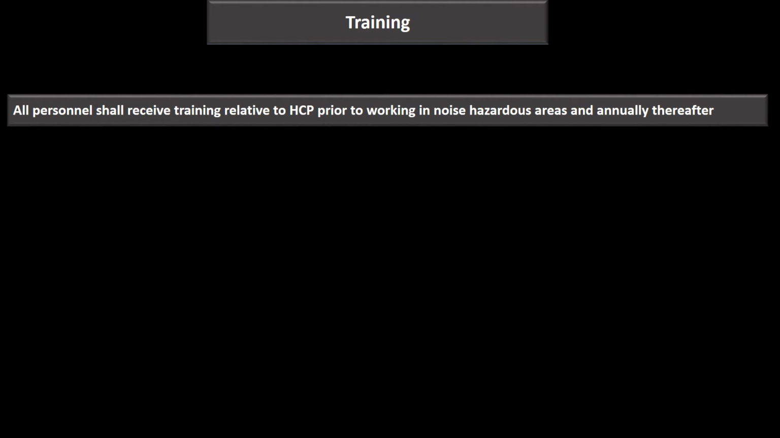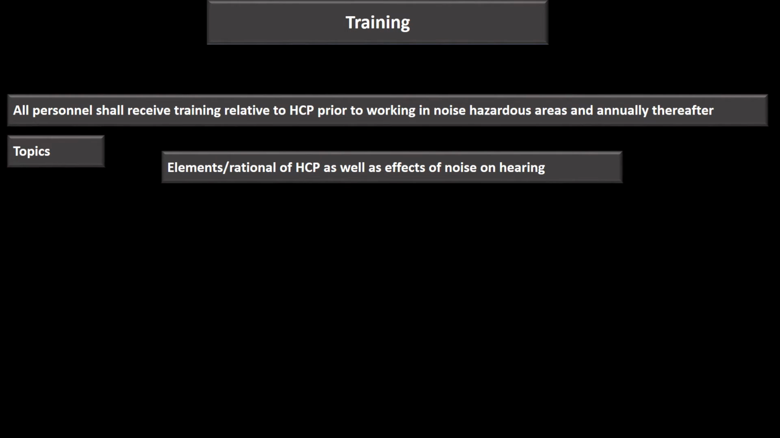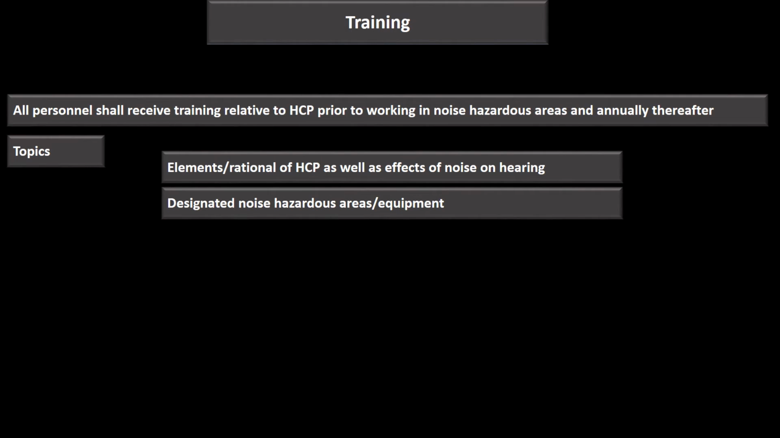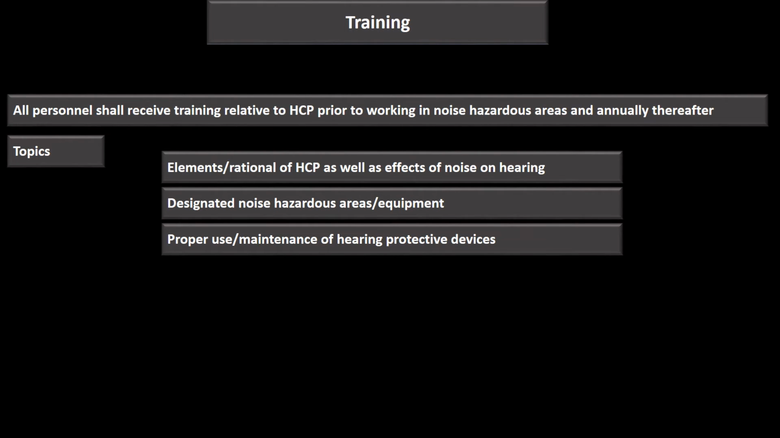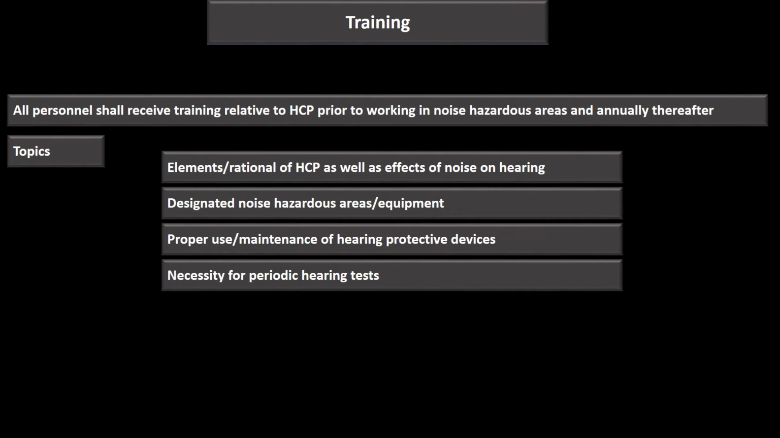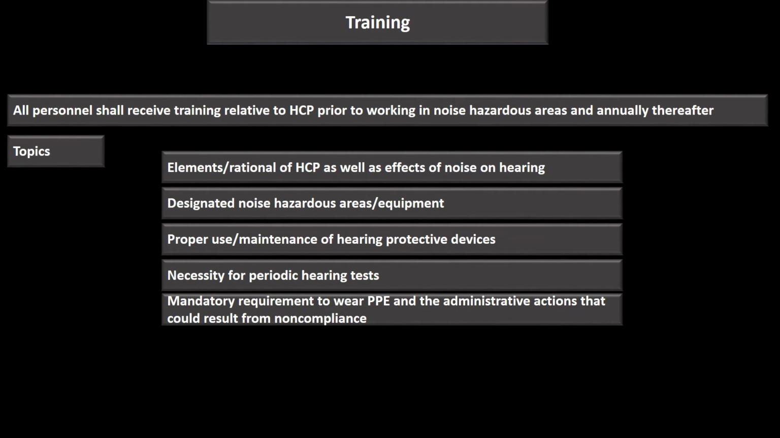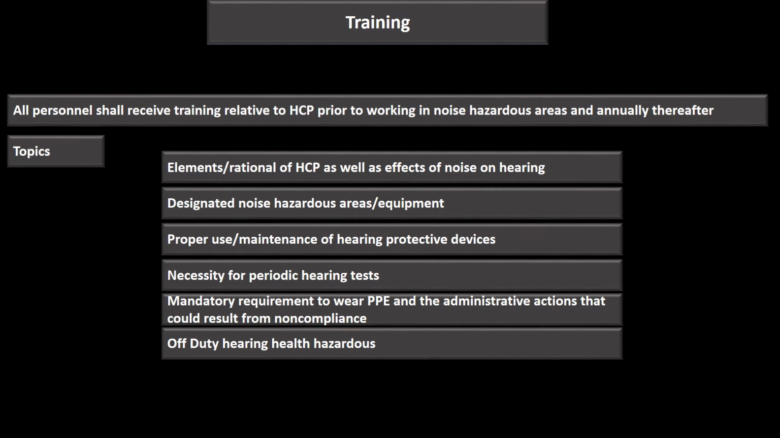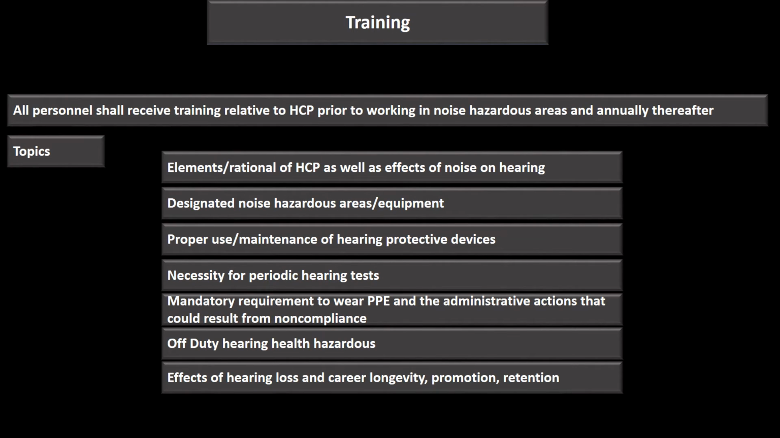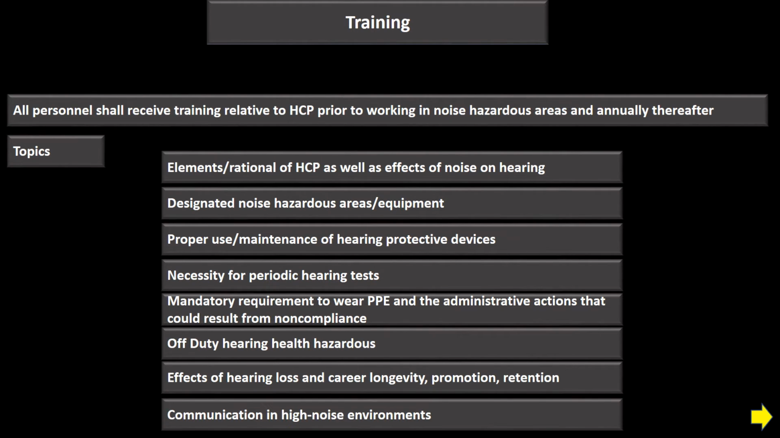Moving on to training, all personnel shall receive training relative to the hearing conservation program prior to working in a noise hazardous area and then annually thereafter. Your topics will include elements and the rationale of the hearing conservation program, as well as the effects of noise on hearing, designated noise hazardous areas and equipment, proper use and maintenance of hearing protective devices, necessity for periodic hearing tests, mandatory requirements to wear your personal protective equipment and administrative actions that could result from noncompliance, off-duty hearing health hazards, effects of hearing loss and career longevity, promotion, and retention, and communication in a high noise environment.